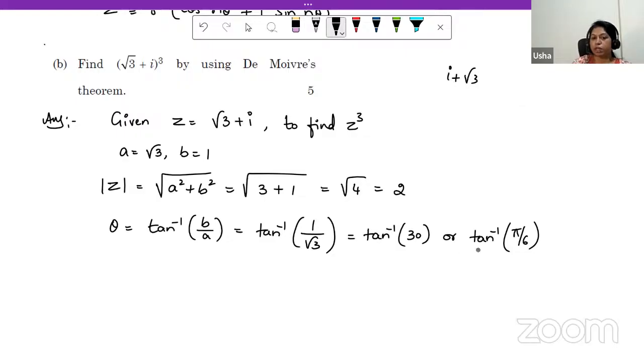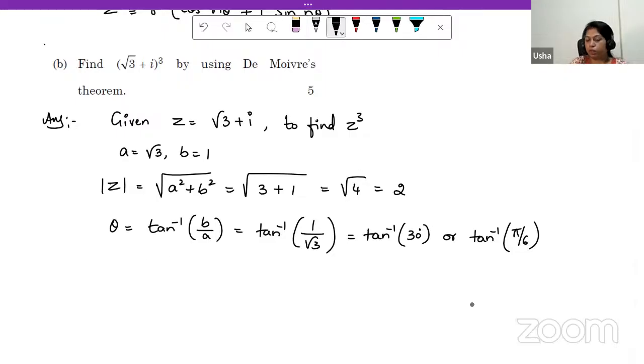So tan inverse 1 by root 3 is 30 degrees. Tan inverse of root 3 by 1 is 60 degrees. So write it carefully. Usually it won't be given like this, but even if it is, this is the real part, and i is the imaginary part. There is nothing with i, therefore the imaginary part is 1.